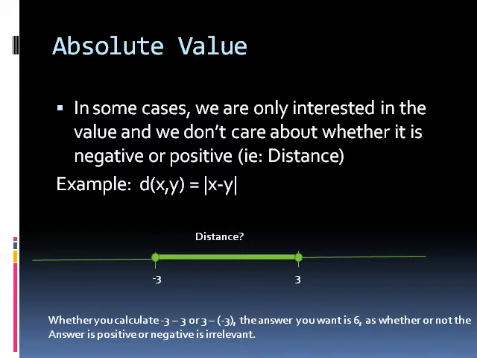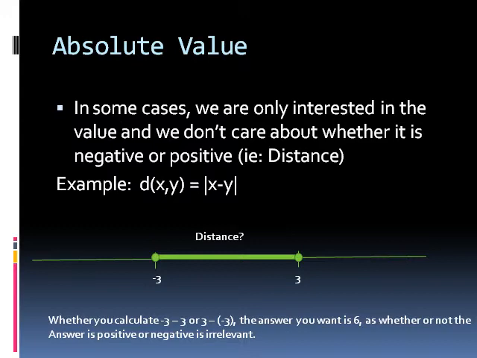Okay, so in math, we have something called absolute values. Absolute values are used in situations where we are only interested in the value, and we don't care whether it is a negative or a positive number. This can be displayed as a value with two vertical lines, one on the right and one on the left hand side of the value.